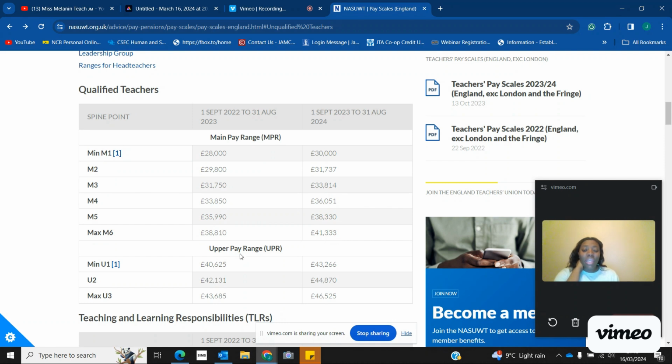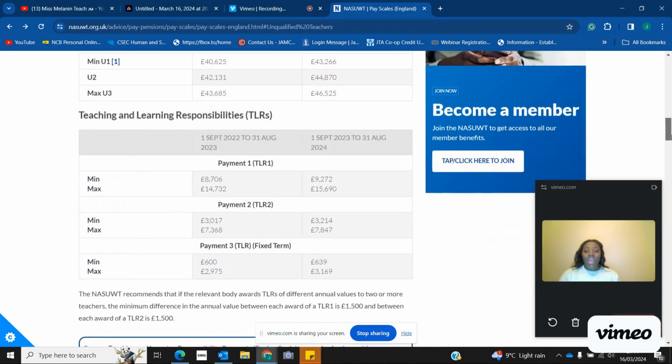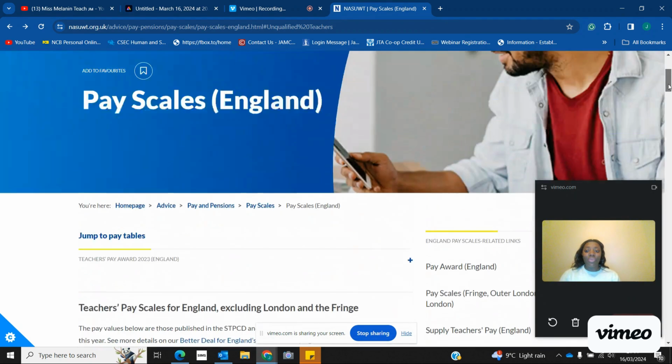41,333. The reason that we're not touching on UPR, that's upper pay range, is because it's very, very unlikely that you will come into the country on that pay scale. You actually have to show evidence in order to go up, and you have to be on the previous pay scale, which is MPR, in order to progress up. So anyways, 30,000 the minimum, maximum 41,333 per year. Good. And that is just qualified.